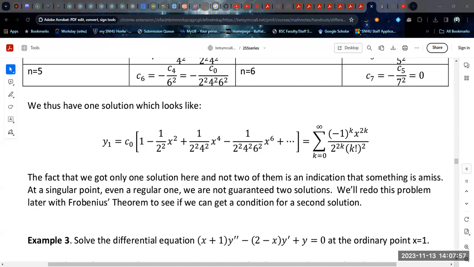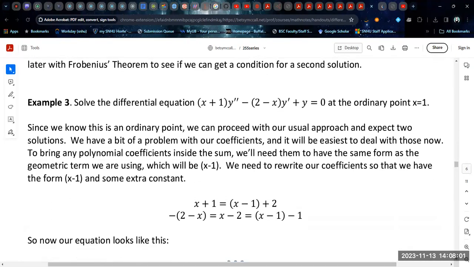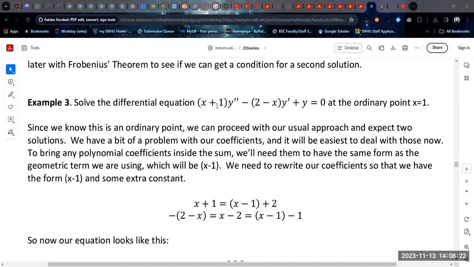All right, so example 3. Now we're not dealing with just x's multiplying our derivatives, but now we're dealing with polynomials, essentially, x plus 1 in this case, and 2 minus x. And if we put this in standard form, the singular point is actually at x equals -1. So we're going to try to solve this at the ordinary point, x equals 1.